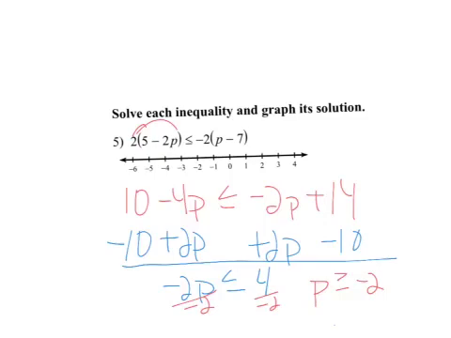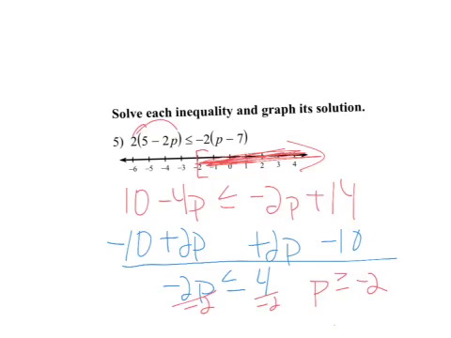Another way to do it is not use a point, but use a bracket. Because it includes negative 2, I want to use a bracket. If it didn't include negative 2, I wouldn't use a bracket. I would use a parenthesis. And then shade to the right again, because that's the direction of the solution. So hopefully that'll help you do that part.